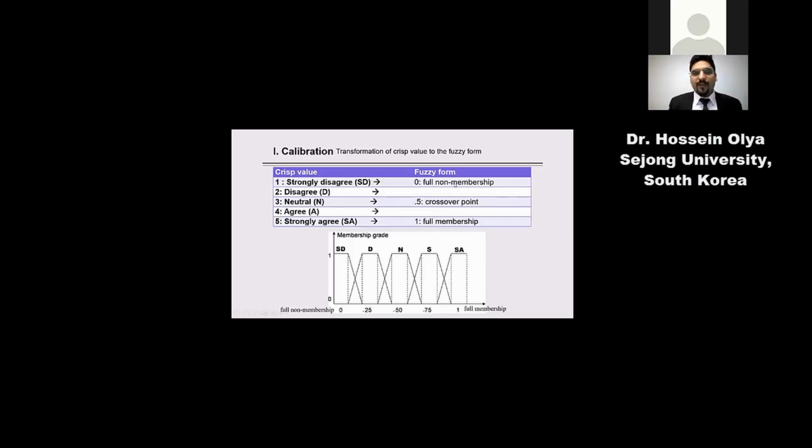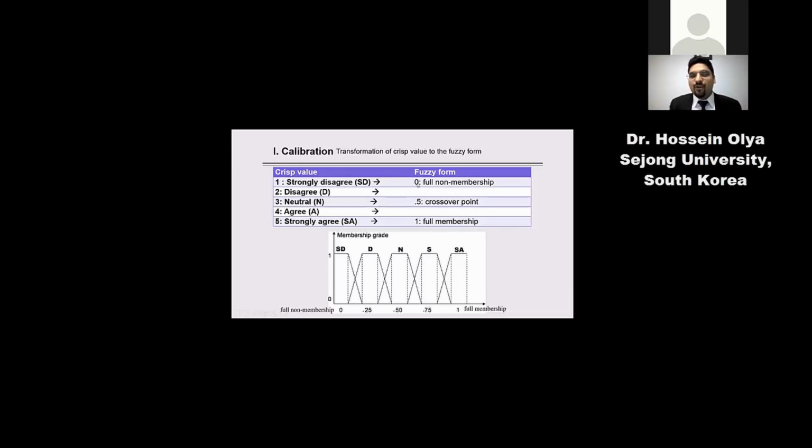In fuzzy form, we don't have such value. We have full non-membership and full membership. What does it mean? It ranges from 0 to 1. 1 is full membership. It means that actually it's equal to strongly agree. It means that tourists, for example, are strongly agree, and 1 shows that this group of tourists are fully members of the strongly agree, I mean satisfied tourists. I mean that they are fully members of the satisfied tourists.